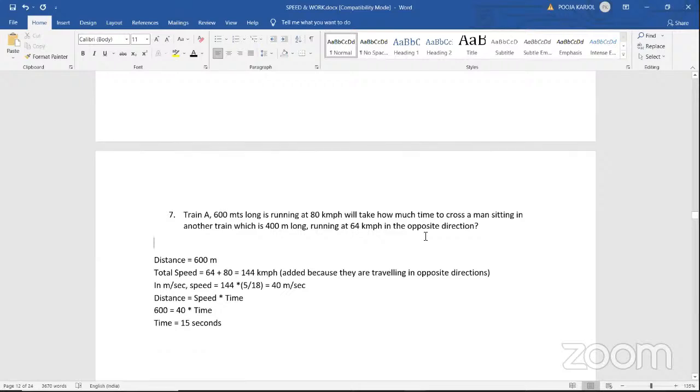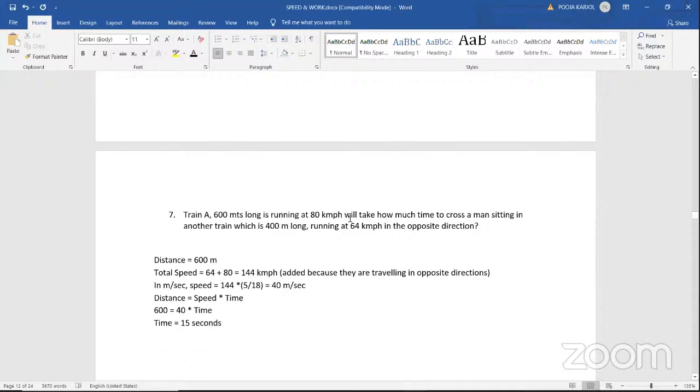See, when they ask when the two trains cross each other, that means they cross each other completely, the last edge of the train crossing the edge of the other train. Here, there's a man. As one student pointed out before you started solving, it matters where he's sitting. But here, wherever he's sitting doesn't matter because you only consider the man and his speed is 64 kilometer per hour, not the train length. So the distance covered is 600 meters from train A only.